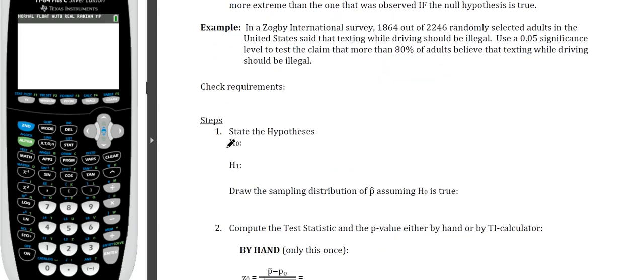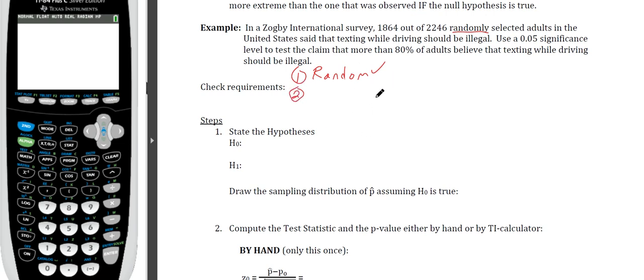As an example of this, in a Zogby International Survey, 1,864 out of 2,246 randomly selected adults in the United States said that texting while driving should be illegal. Use a 0.05 significance level to test the claim that more than 80% of adults believe that texting while driving should be illegal. All right, so our requirements. One, it says random. It says so in the first line, that they're randomly selected, so we're all good.